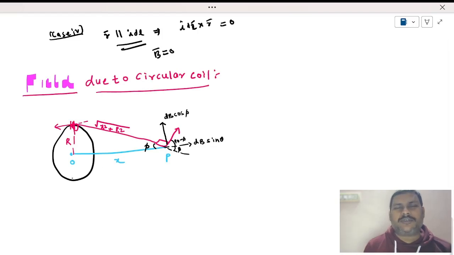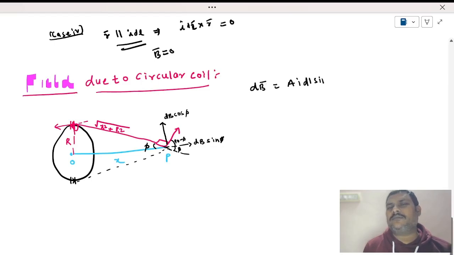Taking the opposite, symmetric dl element, due to this current the vertical fields will be cancelled, and only dB sin phi I will integrate. According to the Biot-Savart law, the field at any point at distance d is equal to mu naught I dl sin theta by r square, where the distance is root over x square plus r square, the distance between the dl element and the point P where you have to find the field. Now I am integrating dB sin phi.